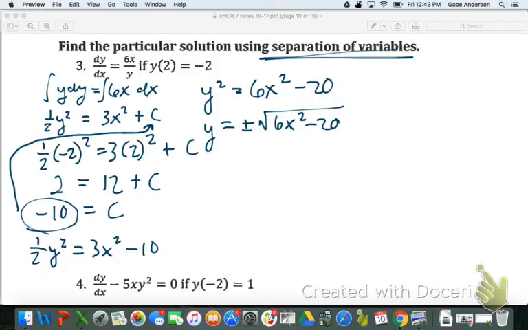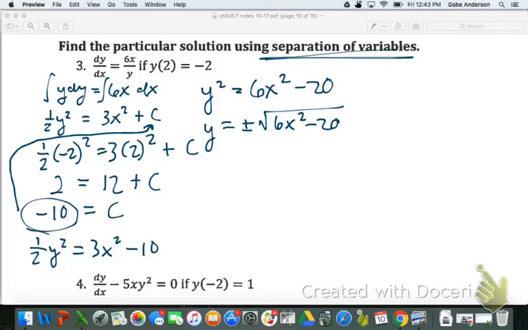The final thing we have to decide is this. Is the answer y equals plus the square root of 6x squared minus 20, or is it y equals negative the square root of 6x squared minus 20? The reason why we have to make that decision is because the solution curve for a differential equation has to be a function, and with the plus or minus in there, it's not a function. It won't pass the vertical line test. So we got to pick plus or minus. Anybody have any ideas? What do you think?